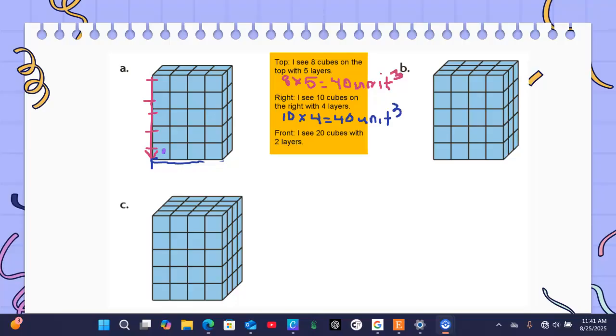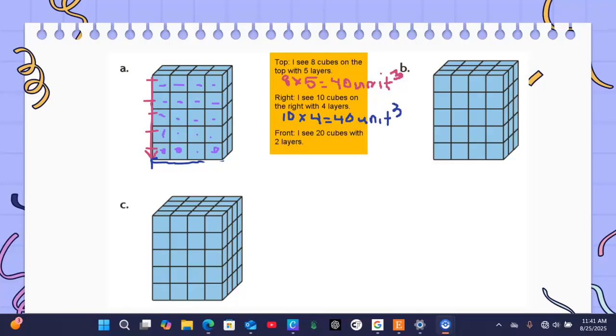And let's count up our cubes. How many cubes do you see on the front? 1, 2, 3, 4, 5, 6, 7, 8, 9, 10, 11, 12, 13, 14, 15, 16, 17, 18, 19, 20. That's how we see 20 unit cubes.